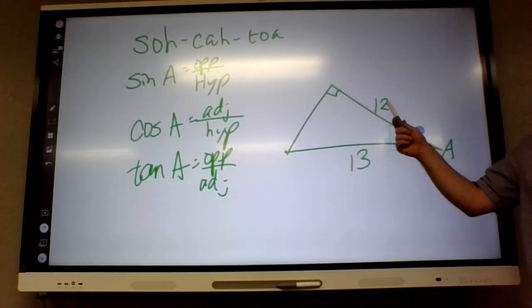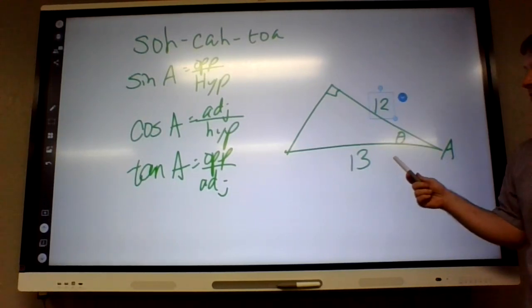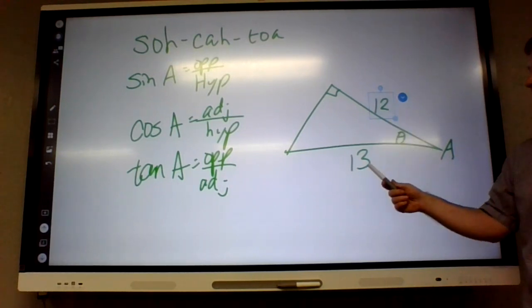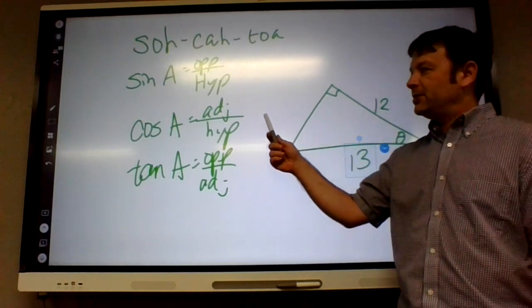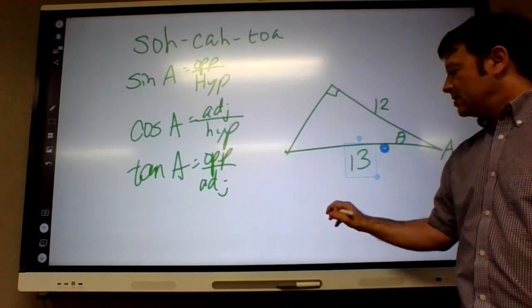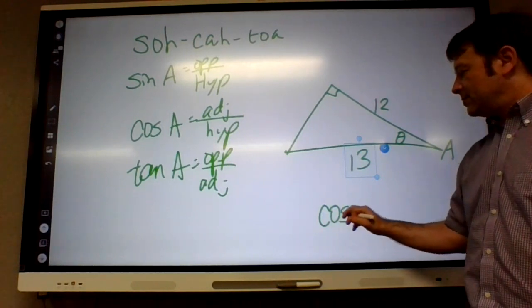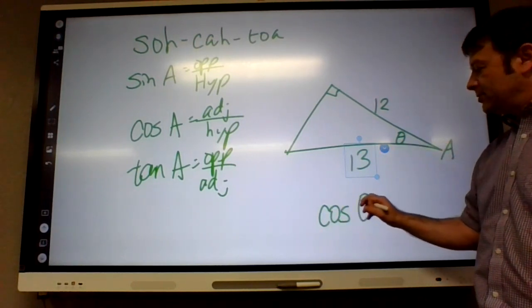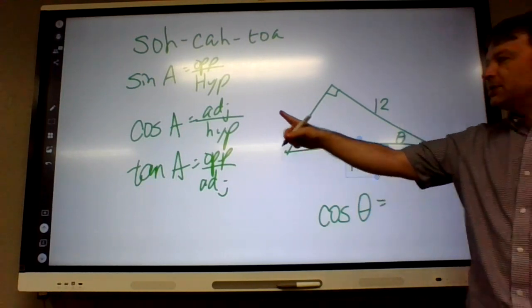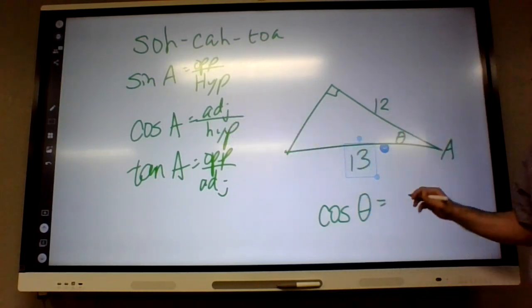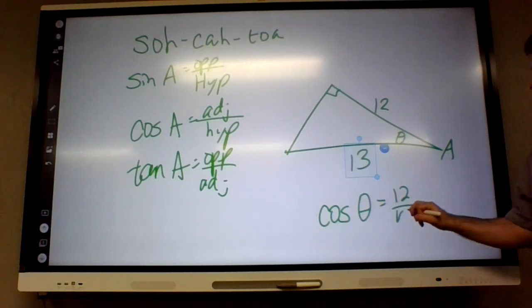Relative to this angle, what side is the 12? Adjacent. And 13 is the hypotenuse. Which trig function uses adjacent and hypotenuse? Cosine. So it's cosine of the angle. You could say A or theta. I don't know why they put both of them, but cosine of theta equals adjacent 12 over hypotenuse 13.